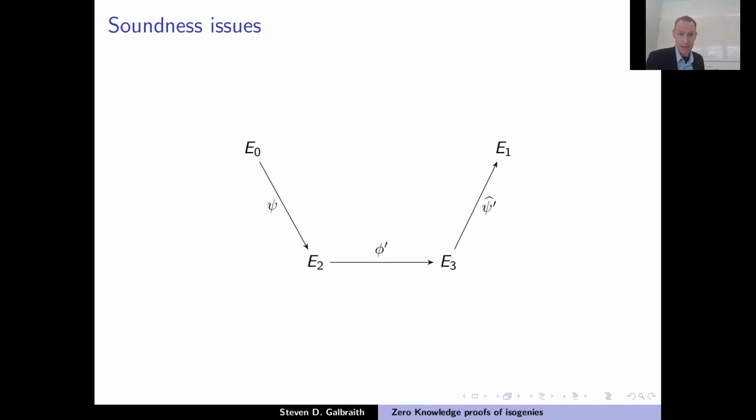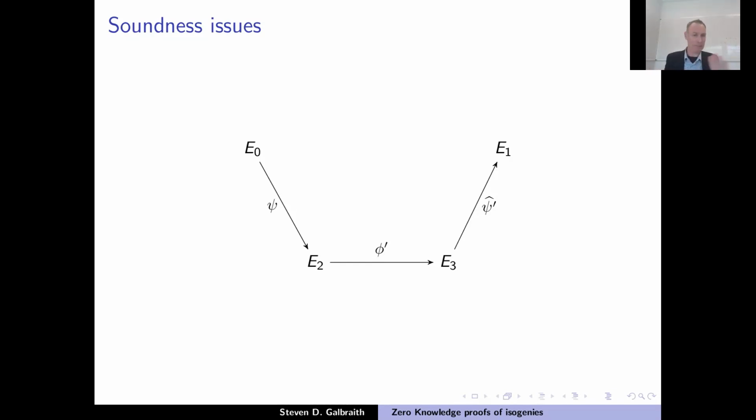A malicious prover can start with a curve E0, can construct an isogeny of degree 3 to the m to a curve, and say, I'm going to call that E2. Can construct a 2 to the n isogeny from E2 to E3, and then construct a random 3 to the m isogeny from E3 to E1. And now if this malicious prover wants to convince the verifier that they know an isogeny between E0 and E1 of degree 2 to the n, then they will just reuse the same commitment.